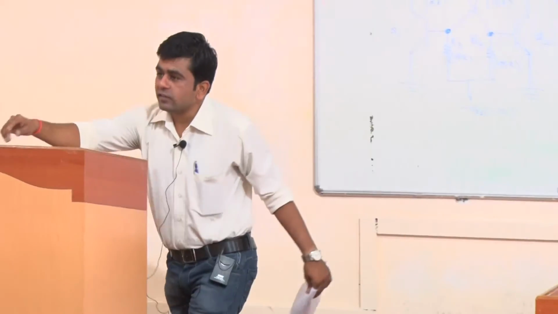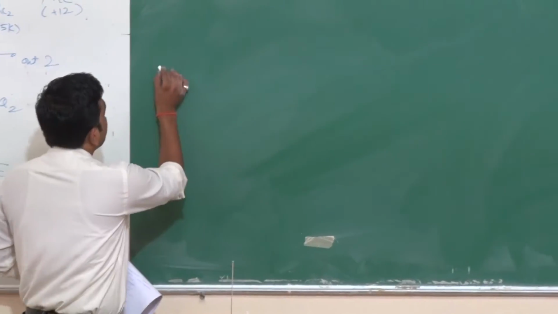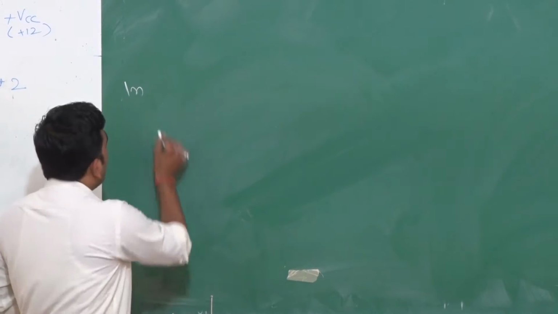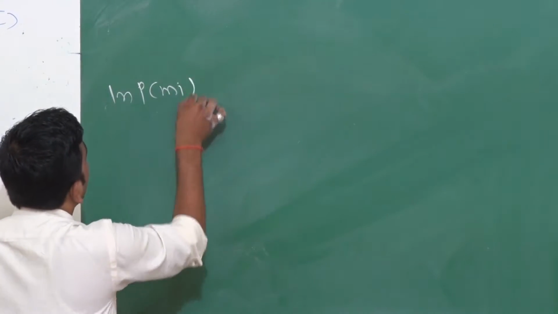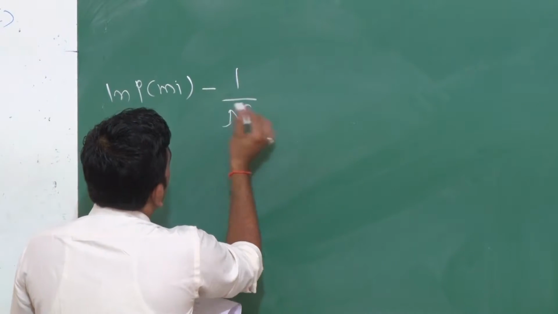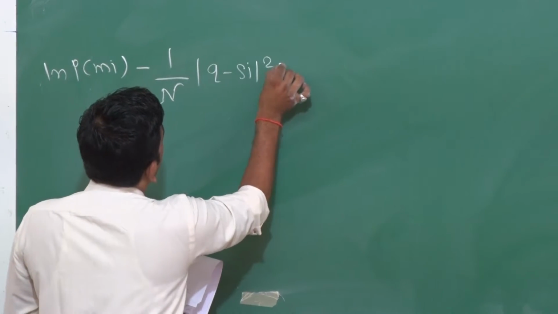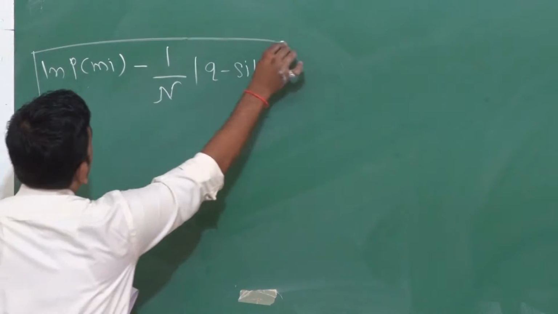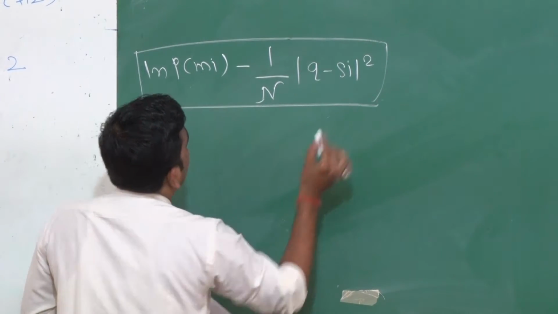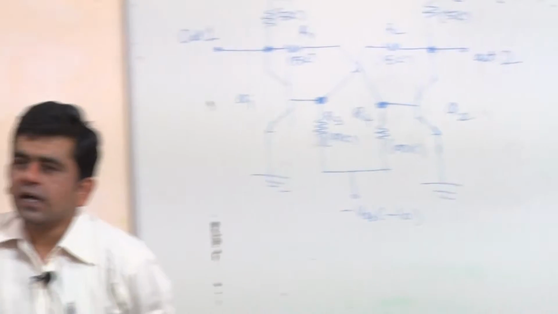We have to ignore this quantity. Now we have to take, so here we will get natural log of probability of mi minus 1 by italic n q minus si square. Now this is called as decision function.